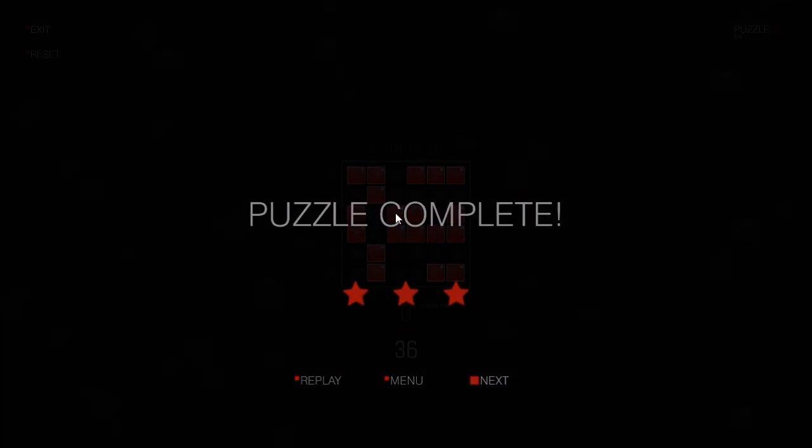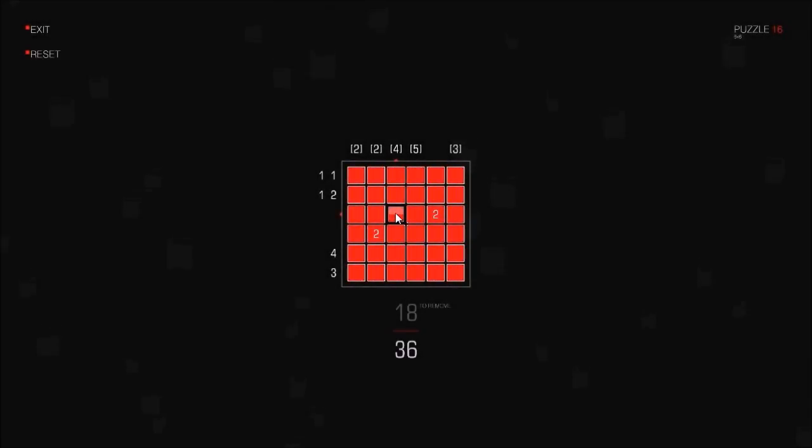Next level. Down left 1, mark. Right 3, up 1, mark. Down 2, left 1, mark. Left 1, mark. Those are there because of the 4 on the left. Up 1, clear. Down left 1, clear. Left 1, clear. Up 2, clear. Down 2, right 5, mark. Left 1, mark. Up 1, clear.